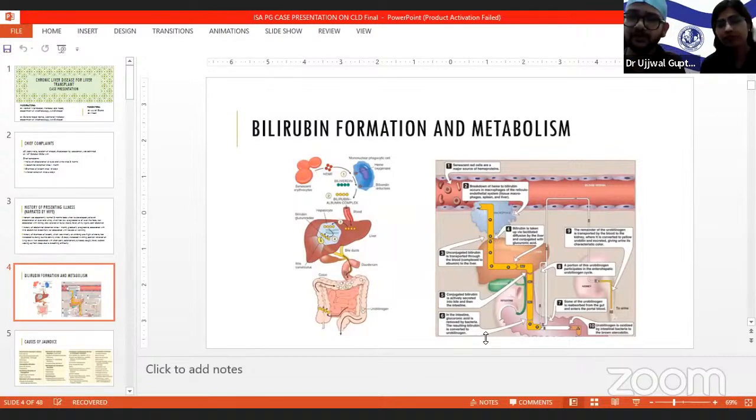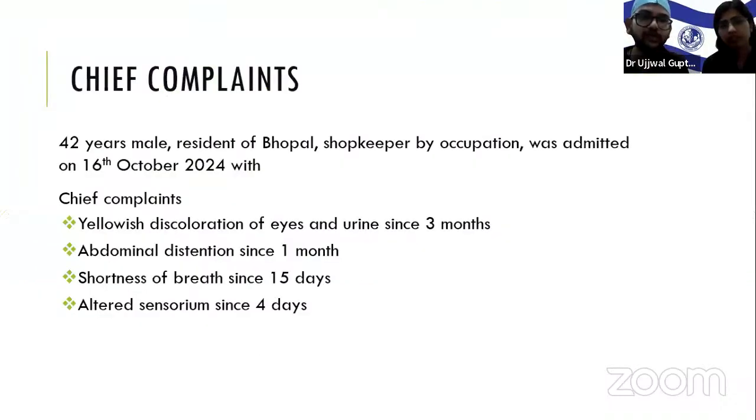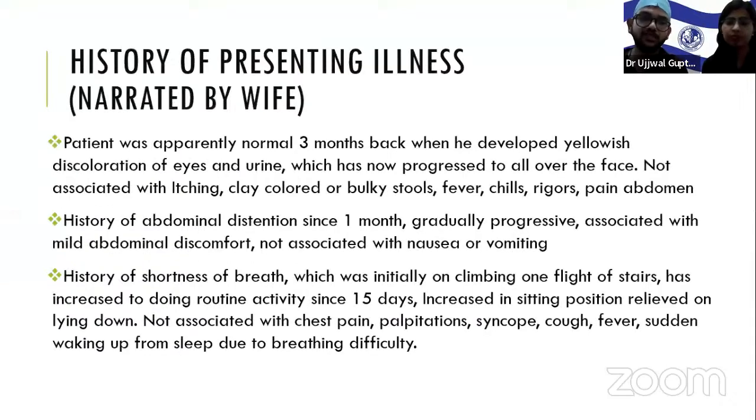Good evening, everyone. I am presenting a case of a 42-year-old male patient, resident of Bhopal, shopkeeper by occupation, who was admitted in AIMS on 16th October 2024 with complaints of yellowish discoloration of eyes and urine since 3 months, abdominal distension since 1 month, shortness of breath since 15 days, and altered sensorium since 4 days. History of presenting illness was narrated by his wife.